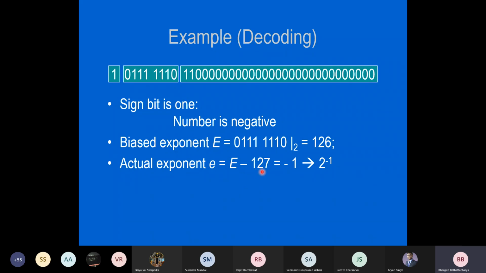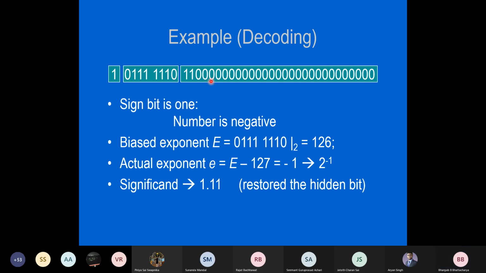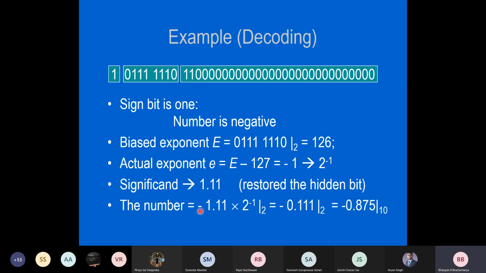So e minus 127 is -1. So 2 to the power -1 is the exponent. And you can restore this 1.11, right? So the significand is 1.11. The rest is 0 here. And then the number would be minus 1.11 times 2 to the power -1. And this -1 will push this binary point towards the left, so it becomes 0.111 in binary, and in decimal it becomes this. Clear?